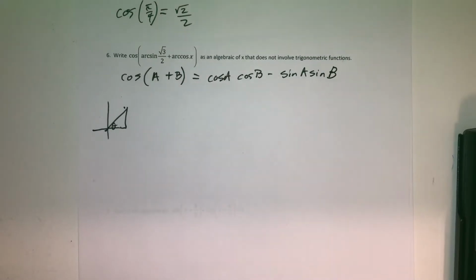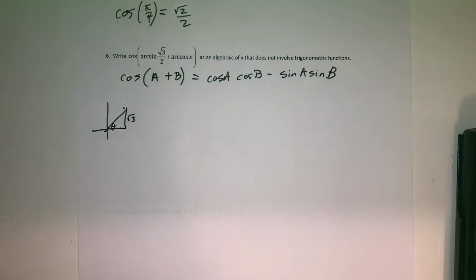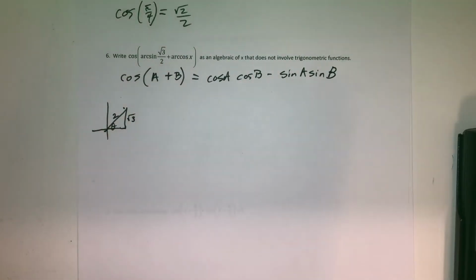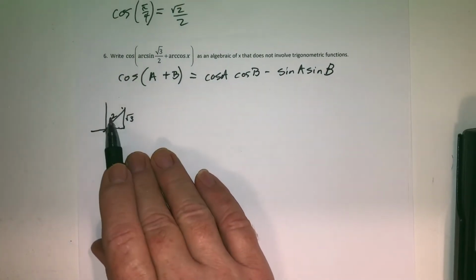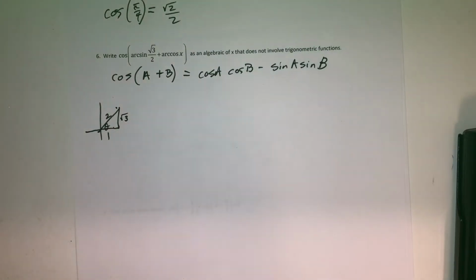And what do we know for that? We know the opposite leg is the square root of 3, and the adjacent leg is 2. I'm going to go ahead and find that other leg real quick. Square that is 3, square that is 4, subtract is 1, square root of 1 is 1, so this leg is 1. Now I can find the sine, the cosine, and tangent of this angle.